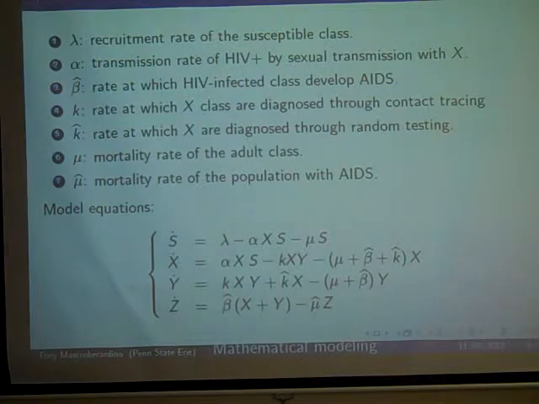So there are notable things. The transmission rate is alpha. There's only one way to transmit the disease. It's from the undiagnosed, and this is due to Cuba's extraordinary policy of prevention. And there are two diagnosing terms: K, which is through the contact tracing, and K hat, which is through random testing.